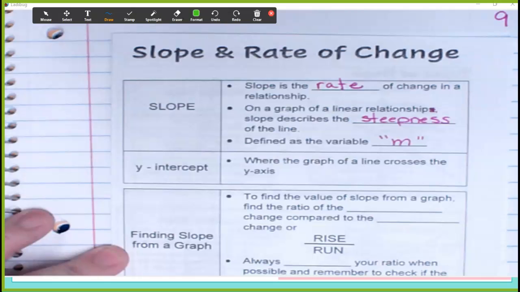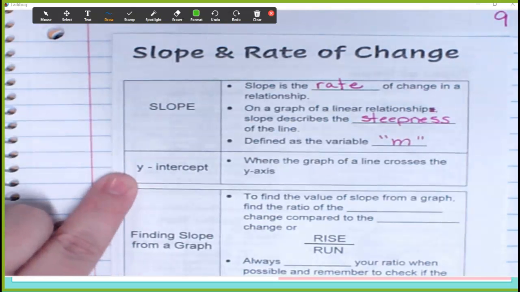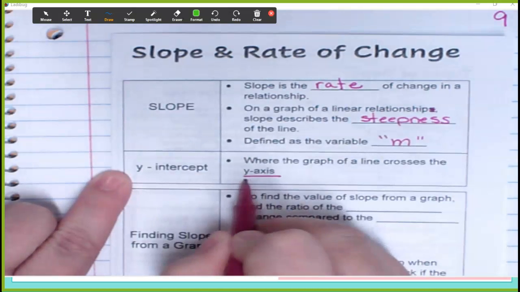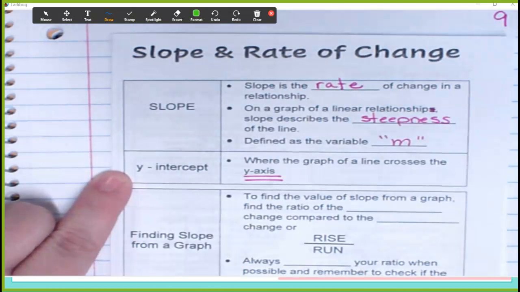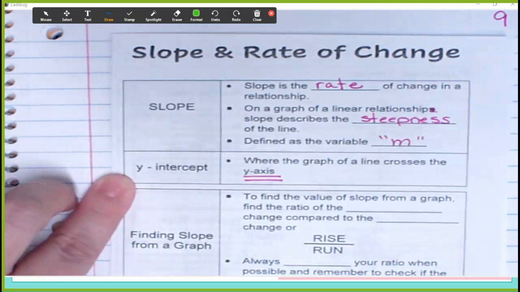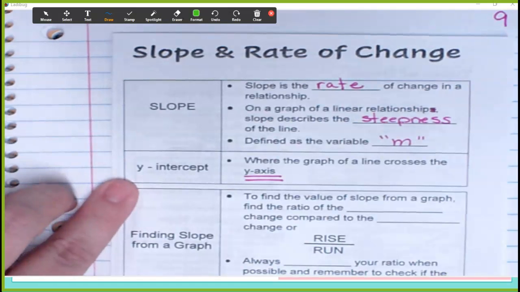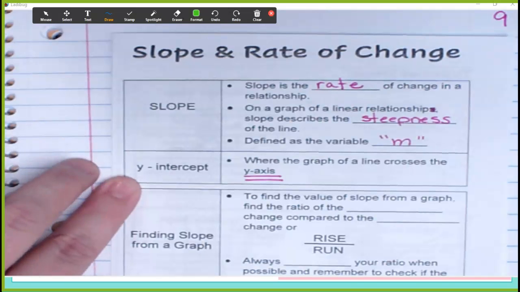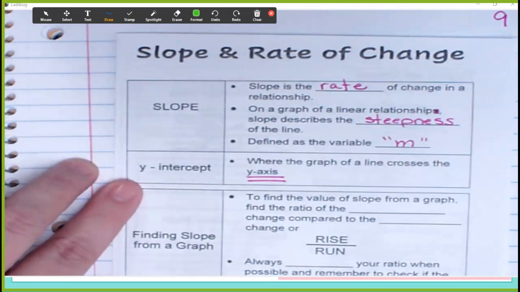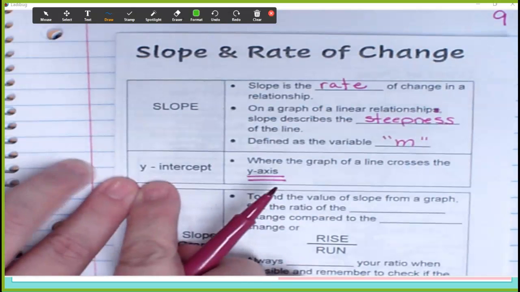All right, the y-intercept. The y-intercept is where the graph of a line crosses the y-axis. So when you have a line, the point where it intersects or intercepts, where it crosses that y-axis, is called the y-intercept. So if the y-intercept is what happens when it crosses the y-axis, what do you think it is called when it crosses the x-axis? X-intercept, yeah? But for slope, we're going to be dealing with specifically the y-intercept.